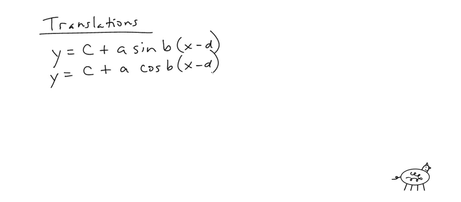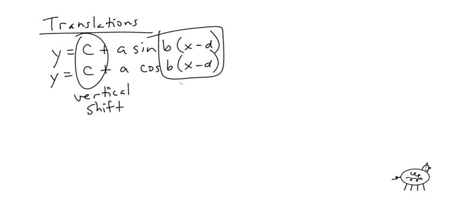Sine you graph always starting at, in quotes, the x-axis, and it goes up and down, and cosine always starts at a minimum or a maximum. This value right here is called your vertical shift, that's just how much it goes up and how much it goes down. And this part right here is going to be your phase shift. Actually, it's really this x minus d. That's going to be the phase shift.